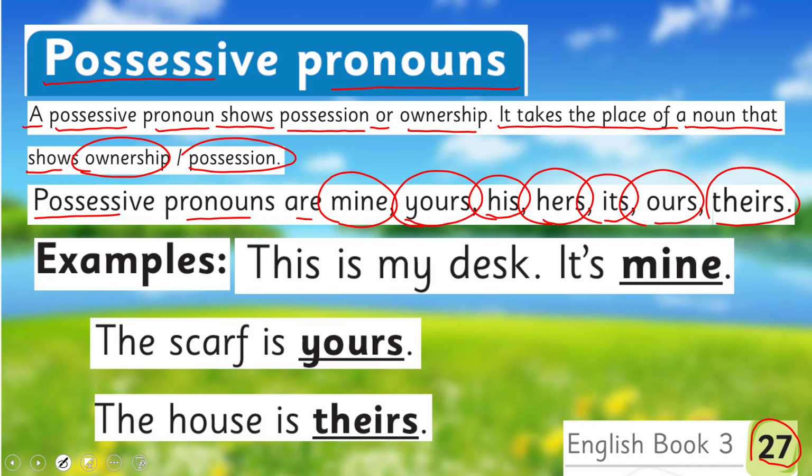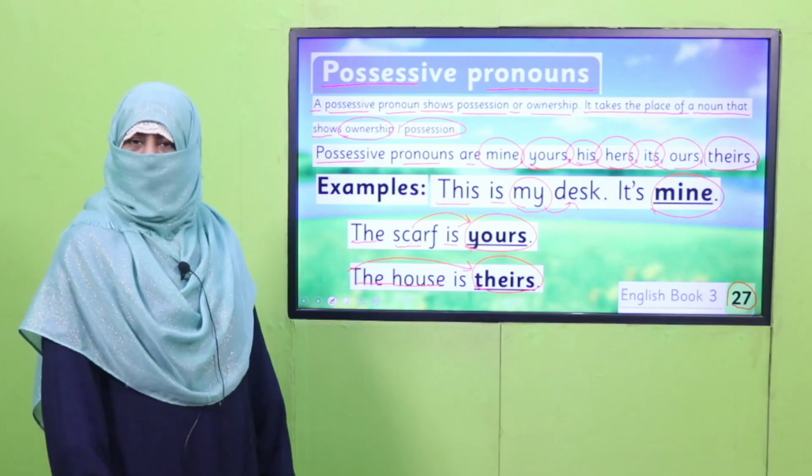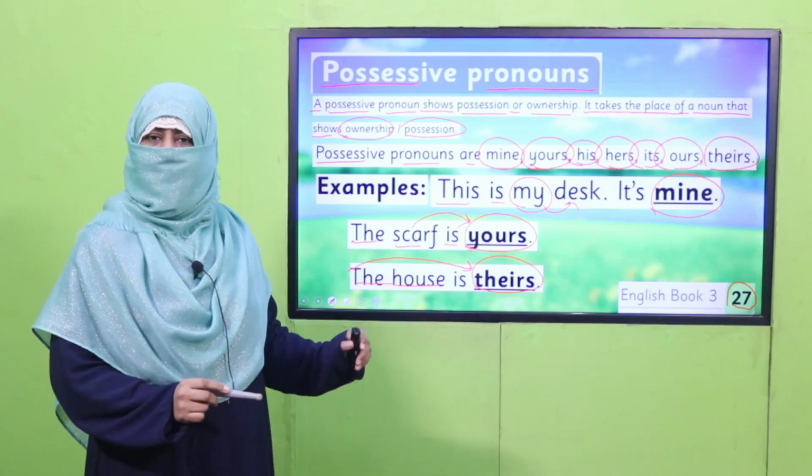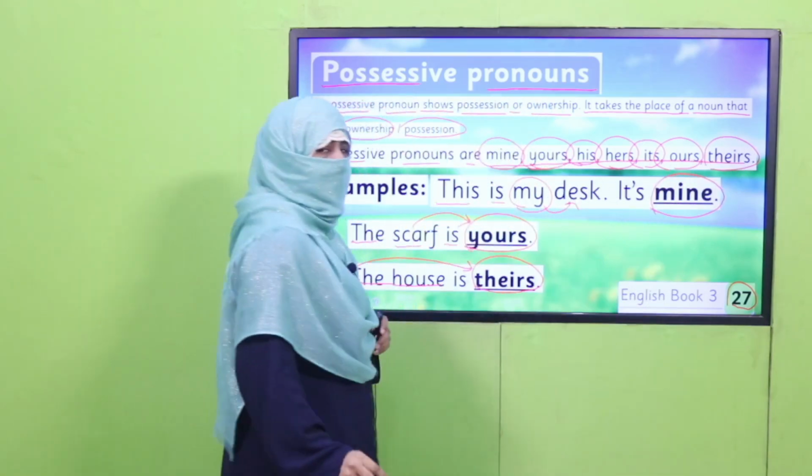And its examples are, this is my desk, it's mine. Okay, the scarf is yours. Nobody can use it, it's yours. The house is theirs. This house is theirs. Are you clear with it? Do you understand where we use these possessive pronouns which we have learned today?